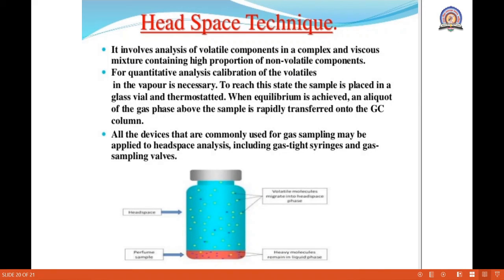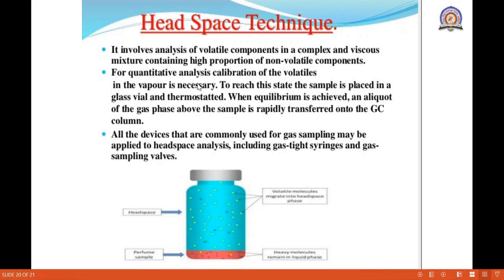Headspace technique, I think we already performed the thermostat practical, right? Means the polythene bottle practical we have already performed. So a similar principle is applied here. It involves the analysis of volatile components in a complex and viscous mixture containing a high proportion of non-volatile components. Here the perfume sample is there. So what happens? The volatile components come to this side, and with the help of a syringe, these volatile components are taken into the syringe and introduced into the column.